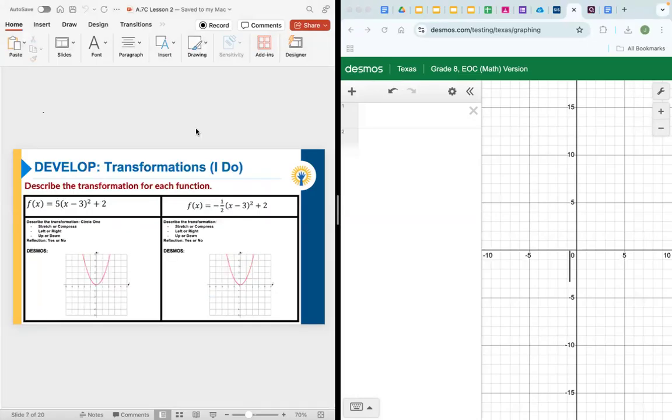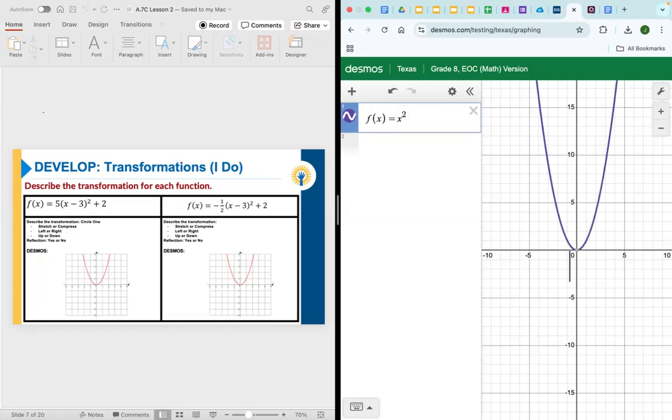All right, so for this first transformation right here, we're always going to start with our home, which we said was f of x equals x squared. I know we're used to using y, but we're just going to go ahead and use f of x because that's the more formal way to do so. All right. So in our first transformation, we're going to describe the transformations that are happening here just from our view.